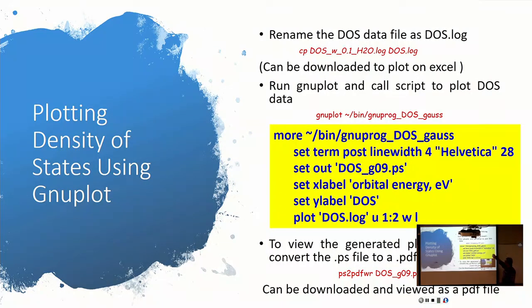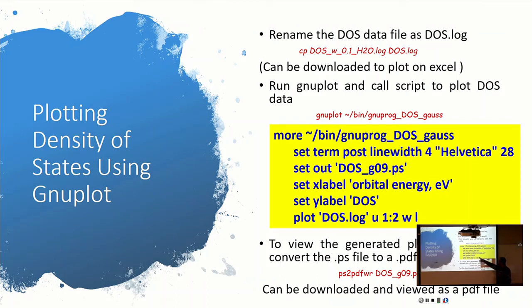And here, in this line, what we are doing, like set terminal post line width, we are setting the line width 4, and we are setting the font as Helvetica, and we are setting all these things like X levels, Y levels, and then we are giving a command like plot dos.plot. And "using" means basically using, and 1:2 means X axis and Y axis with lines.